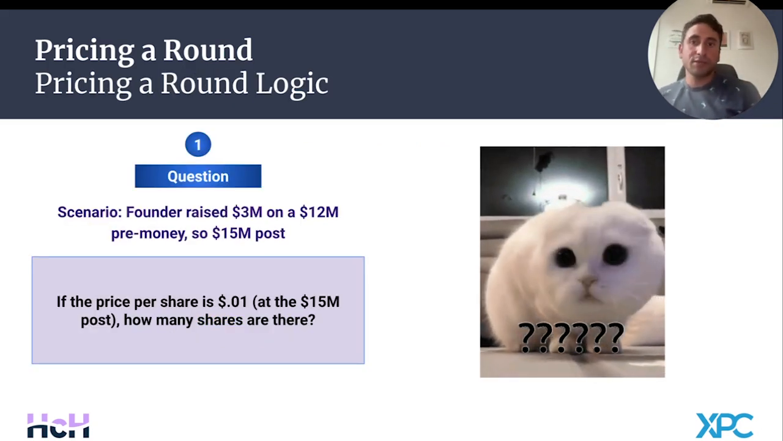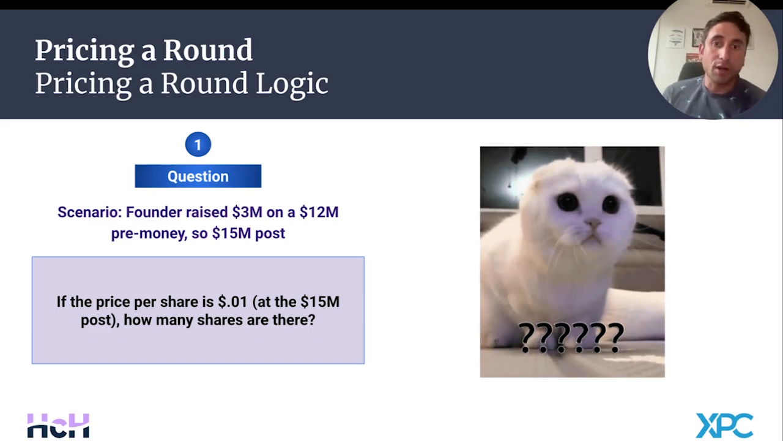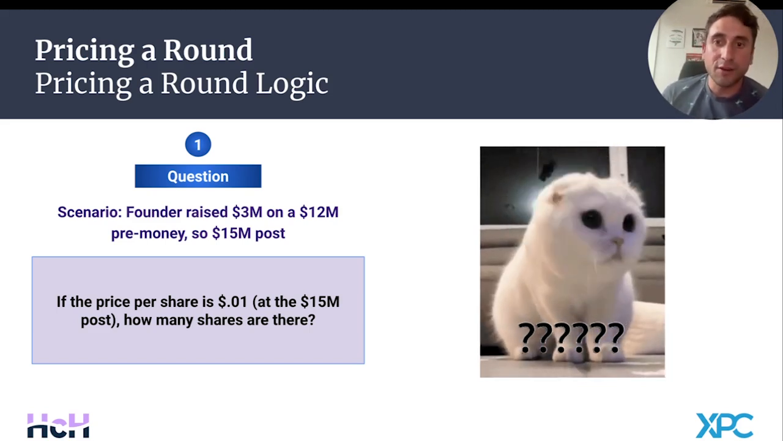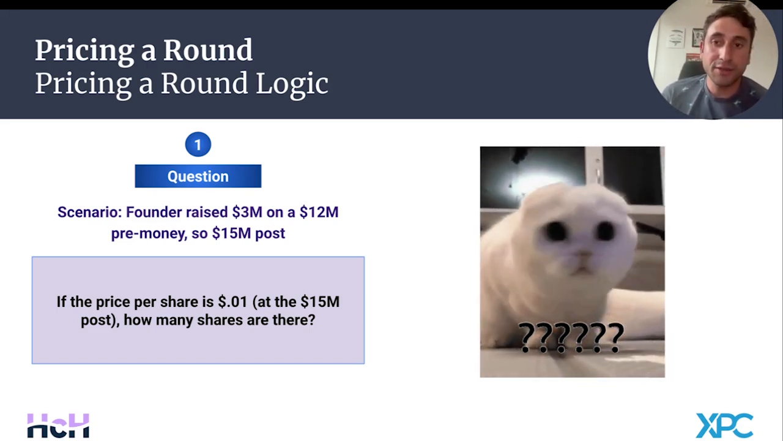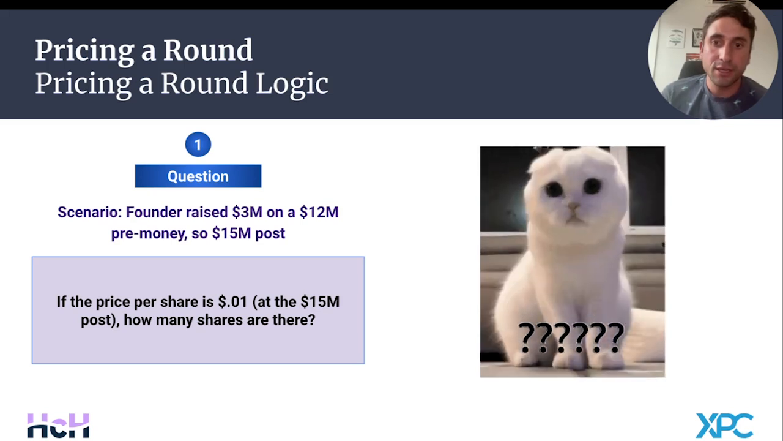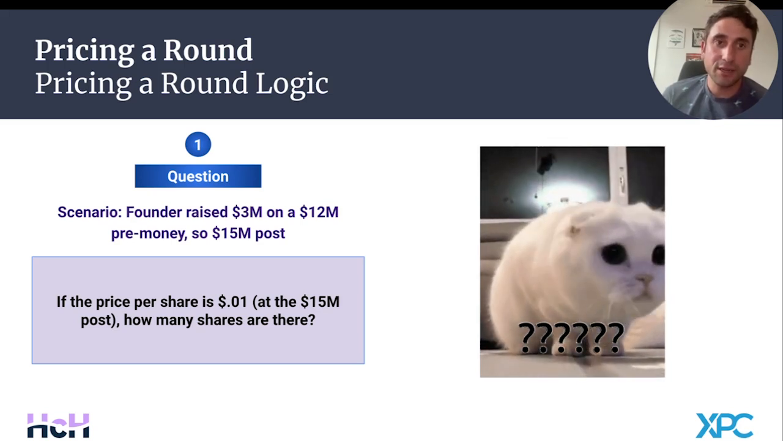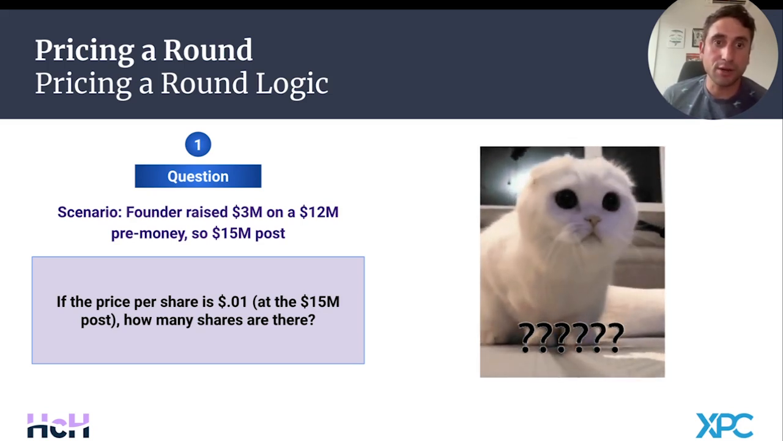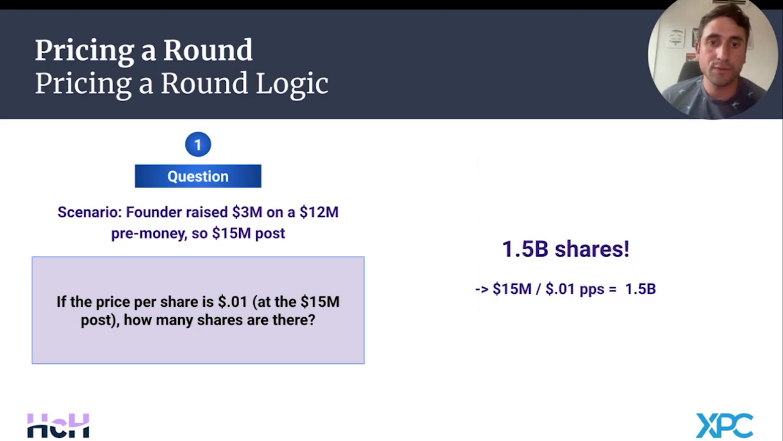So first question, going back to that 3 on 12 example. A founder raised 3 million on 12 million pre-money, so it's 15 million post. How many shares are there if the price per share is 0.01? This one's pretty easy. Just 15 million divided by the price per share equals the total number of shares, 1.5 billion.